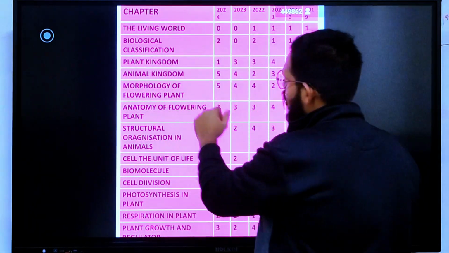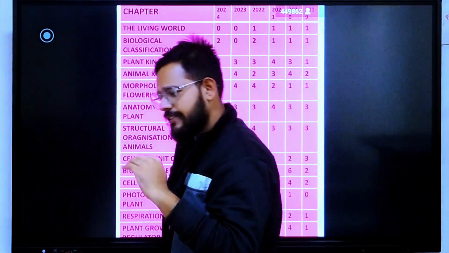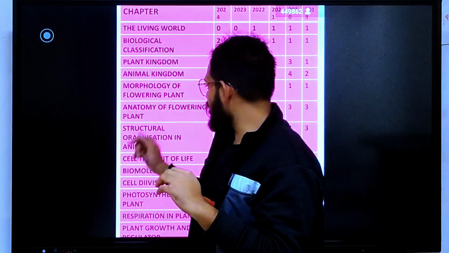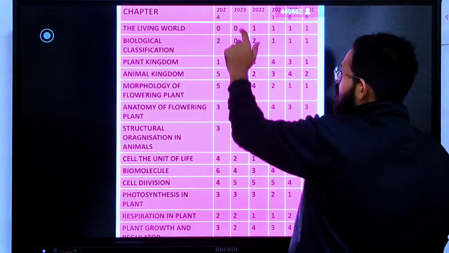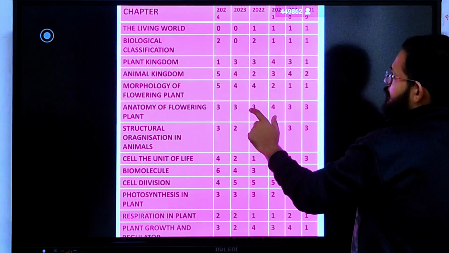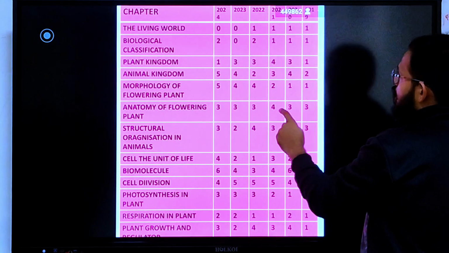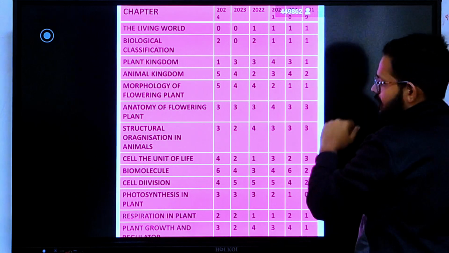Okay, next we have anatomy of flowering plants. Okay, this chapter is basic. This chapter is stable. The questions from this chapter, anatomy of flowering plants, are stable. It is not crossing 4 every year. So in 2024 3, in 2023 3, in 2022 3, 2021 4, 2019 3.